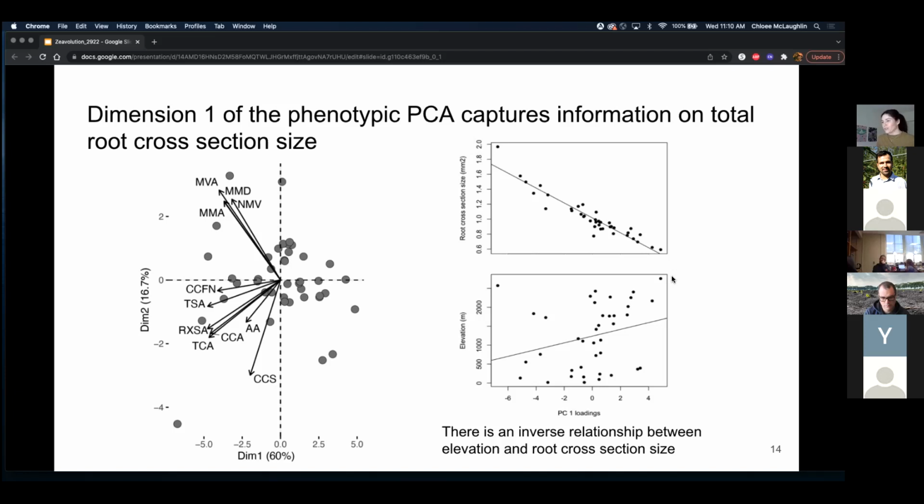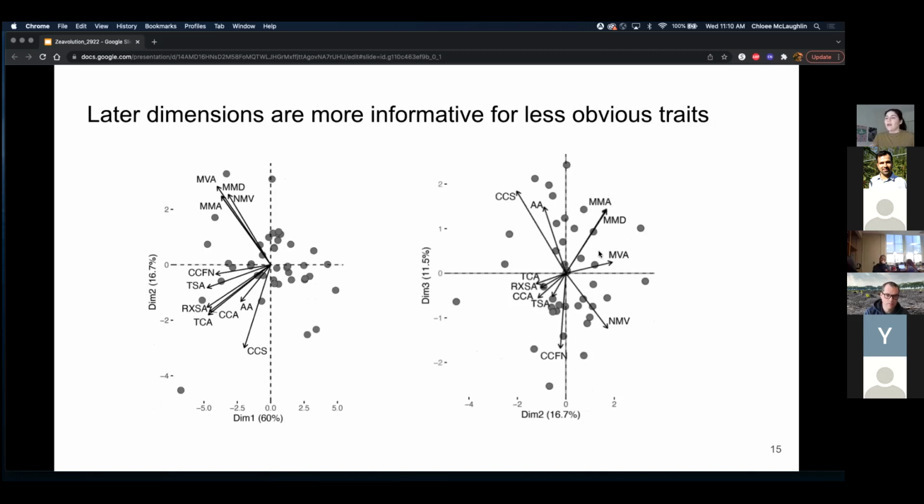And what about more subtle traits, such as metaxylem features? Depending on the phenotypic PC axis, we recover different phenotypic loadings. So when we plot PC2 versus PC3, we start getting a little bit more helpful information, in how we can see variation within this diversity panel that exists for less obvious traits.